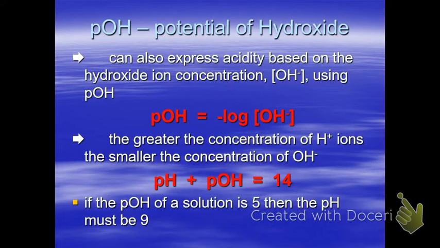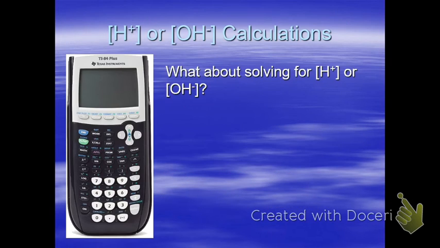pH plus 5 equals 14. That must mean the pH is 9. And think about that. If the pH is above 7, it must be a basic solution. So, as I said before, guys, here is that log button right there on your calculator. If you don't have a TI calculator, it's somewhere, but look for log.